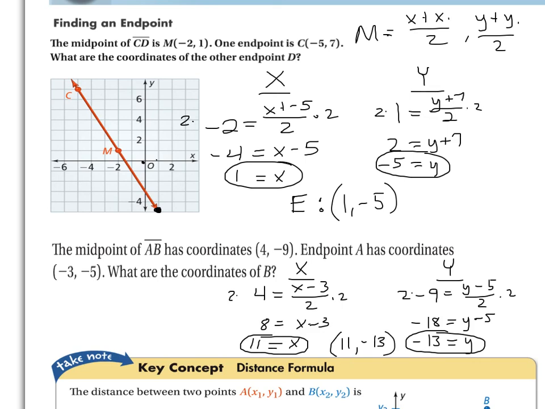All right, so in this section, part 1, we talked about midpoints and being able to find midpoints, or given the midpoint, find the endpoint. Okay, this concludes section 1.7, part 1.